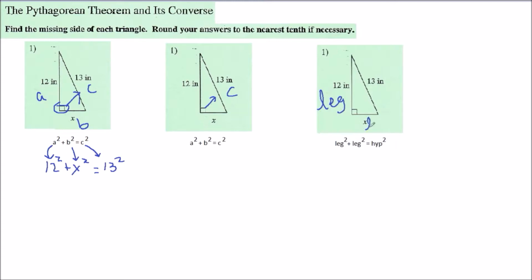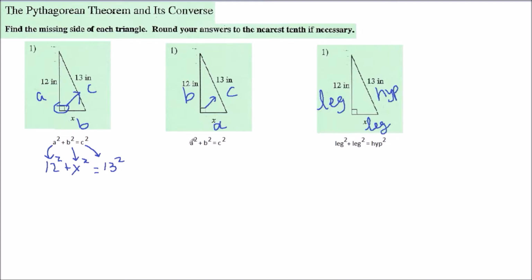So 12 is a leg and x is a leg, and 13 is the hypotenuse. If you use a and b for your legs, you could call x your a, and 12 your b, and that's fine. That works because these are being added, and we can switch the order of addition.